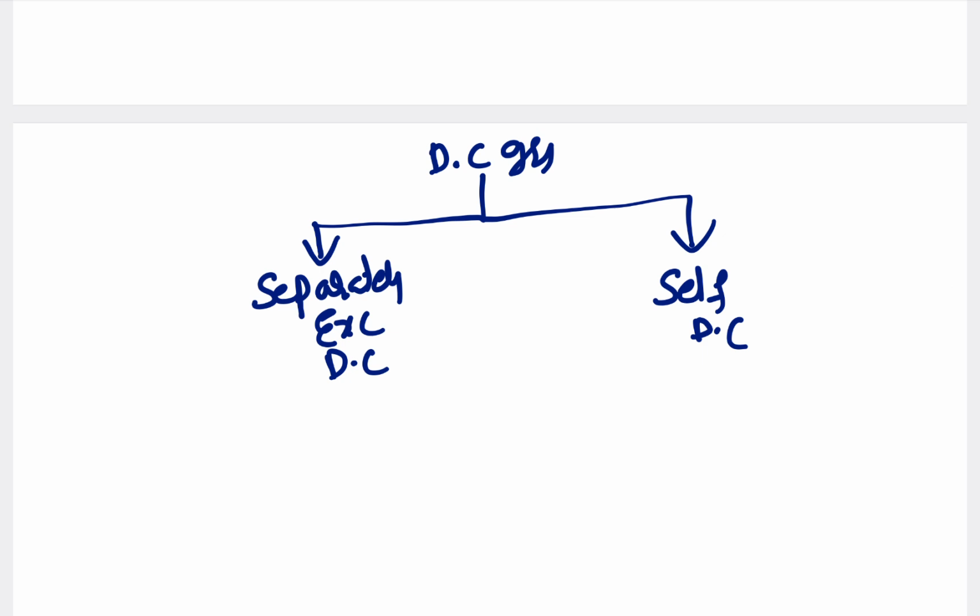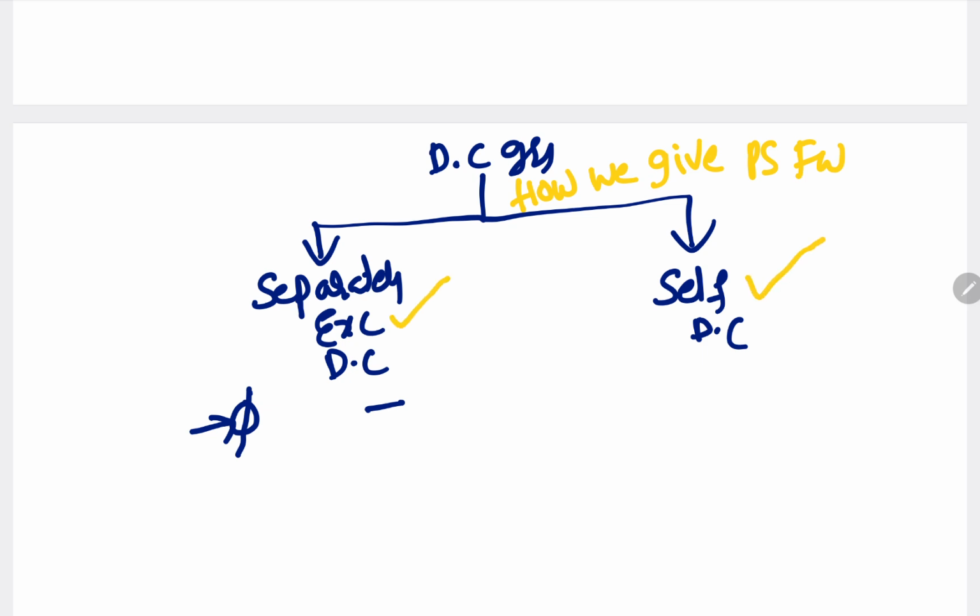We told that in a DC generator we have the field winding. That field winding is going to produce a flux, but it is not a natural magnet, it is an electromagnet. That means to produce a flux we need to give a power supply to the field winding. So based on how we give power supply to the field winding, we have two types of generator: separately excited DC generators and self-excited DC generators. Giving power supply is known as giving excitation.